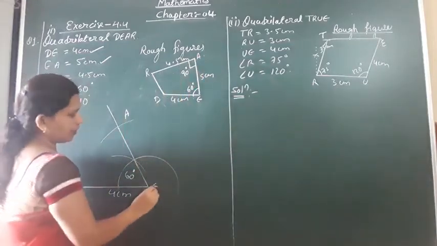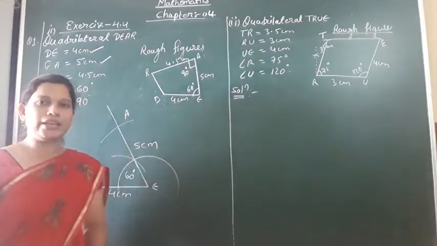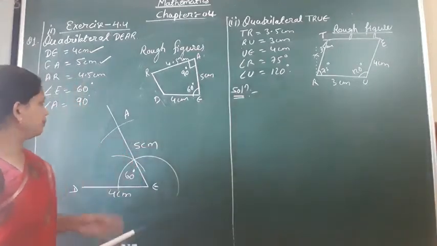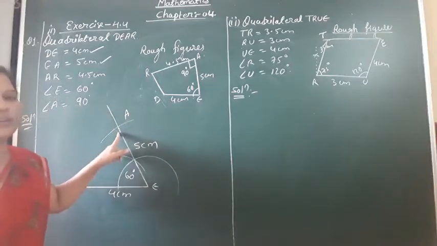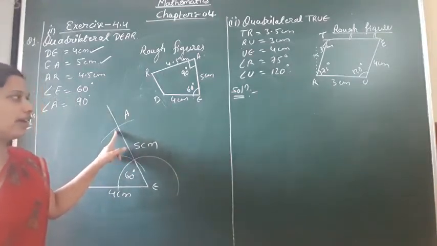Here it will be marked as E, 5 cm. Clear everyone? Now again what we have to do, student? We have to draw 90 degree at point A. At point A, how much do we have to draw? A 90 degree angle we have to draw.